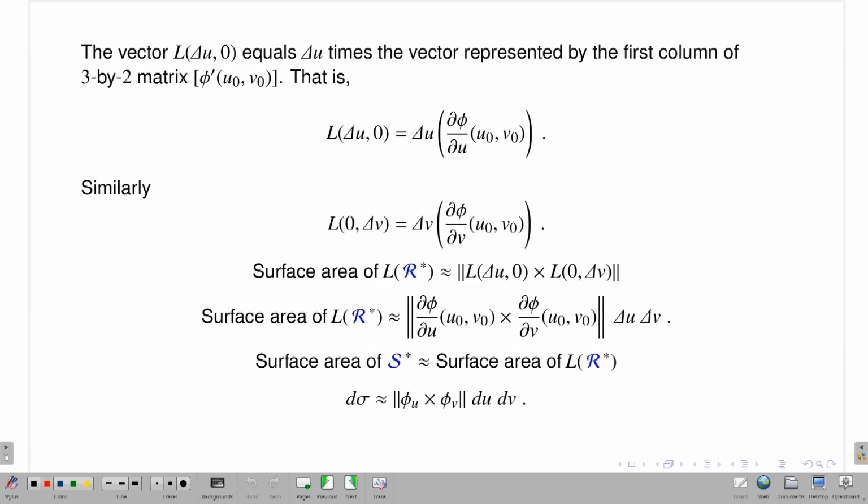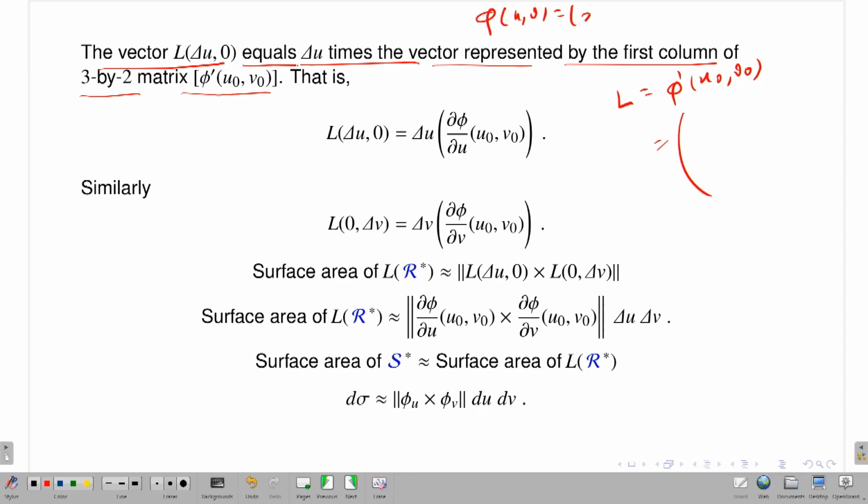Look, the vector L of (δu, 0) equals L acting on δu, 0, where L is the matrix represented by this 3×2 matrix. What is my L? As I said, L is nothing but the derivative of φ at the point (u₀, v₀), and it's a 3×2 matrix. φ has components x(u,v), y(u,v), and finally z(u,v). So that is my function φ.